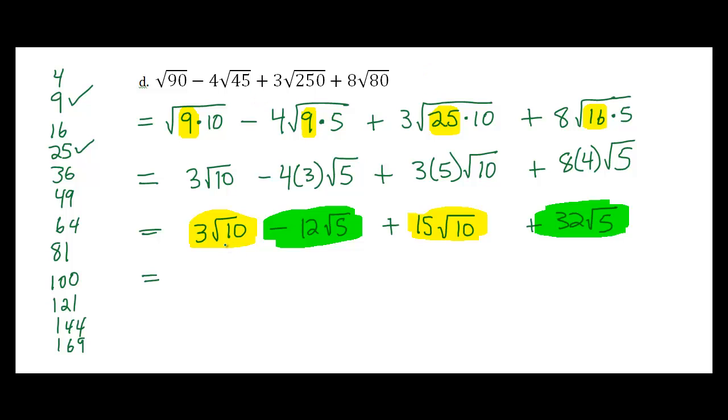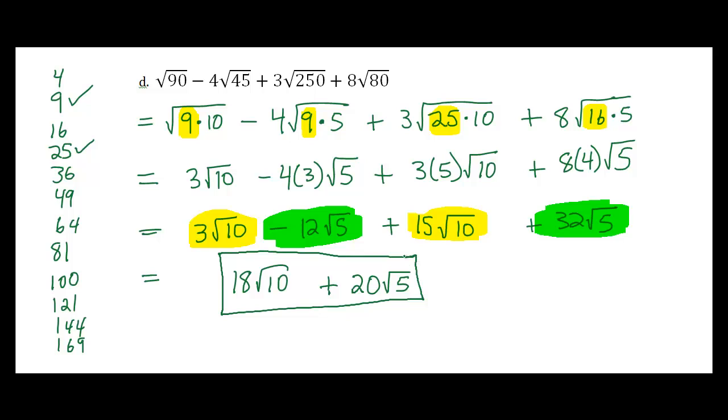All right, 3 plus 15 is 18. So I get 18 times the square root of 10. And a negative 12 plus 32 is positive 20. And I still have the square root of 5. All right, and so this is how far I can go. And this concludes our lesson on simplifying, adding, and subtracting radicals.